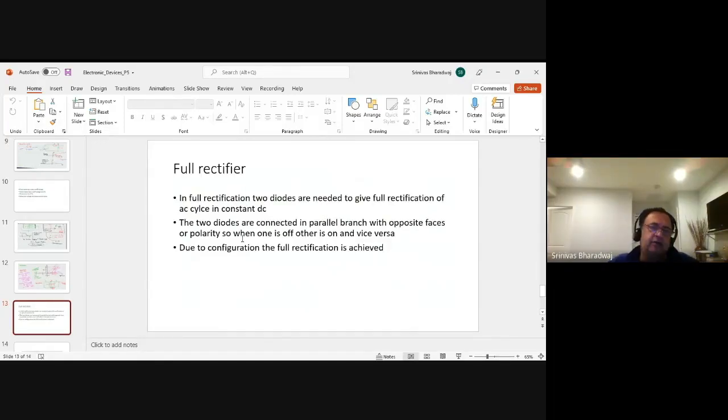One set of diodes forms the forward path, and the other forms the reverse path. So you have two positive and two negative diodes, and you rectify either way. In one case, the current will go through this way; in the other case, it will go through the other way. The two diodes are connected in parallel branches with opposite polarity, so that when one is off, the other is on, and vice versa. Due to this combination, full wave rectification is achieved.